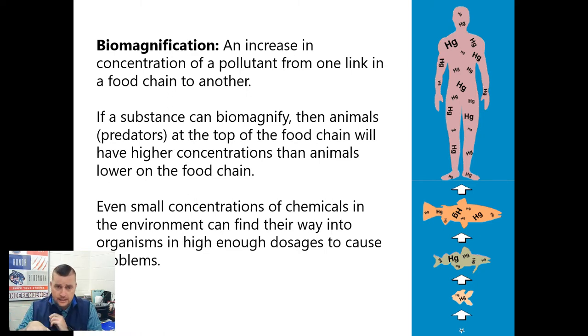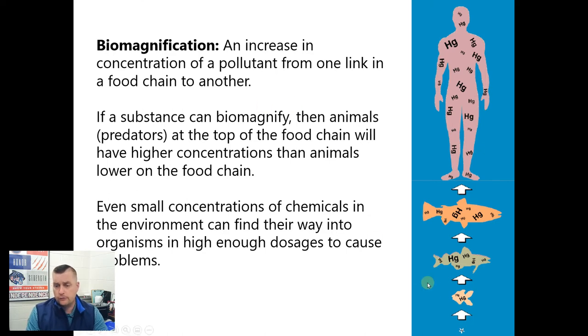Biomagnification deals really with the movement of a toxin or a pollutant through a food chain, okay? So if a substance can in fact biomagnify, then the organisms that are up at the top of the food chain are going to wind up having higher concentrations than those down in the lower portion of the food chain, which is what we were seeing in that last food web from Lake Washington. So it's this kind of cumulative effect.